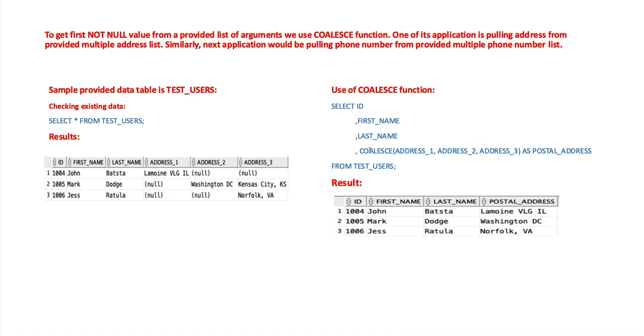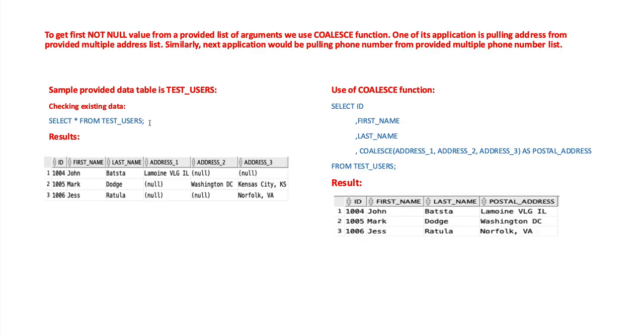That means COALESCE function only selects the first not null value from the provided list of arguments. For example, here for 1004 it selects Lemoyne Village, Illinois. For 1005, it selects Washington, D.C., not Kansas City, Kansas. It selects only Washington, D.C. because this is the first not null value. Similarly, for 1006, it selects Norfolk, Virginia. That's why we get the result as shown in the right side table.